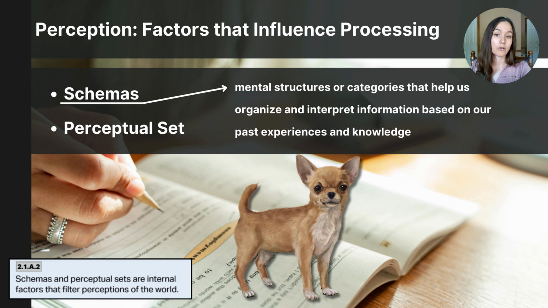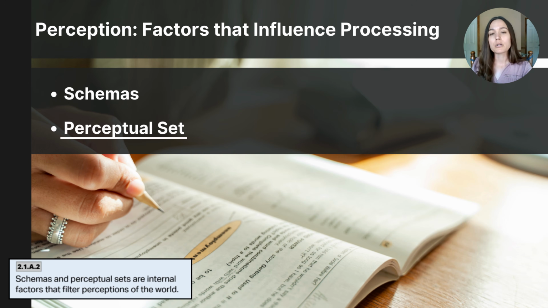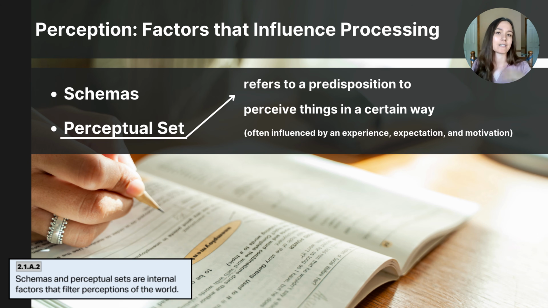However, this schema or category could lead to a misjudgment if the dog is aggressive. Perceptual set refers to a predisposition to perceive things in a certain way. Essentially, a perceptual set acts as a mental filter in the moment, making us more likely to notice aspects of our environment and interpret them in a specific way. In other words, a perceptual set sets us up to perceive something in a certain way.